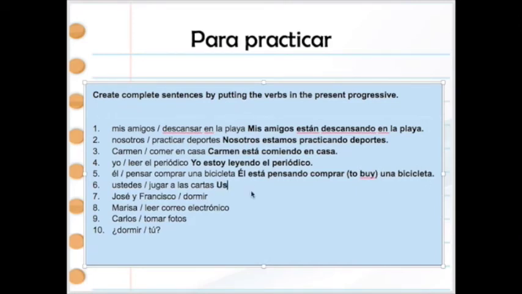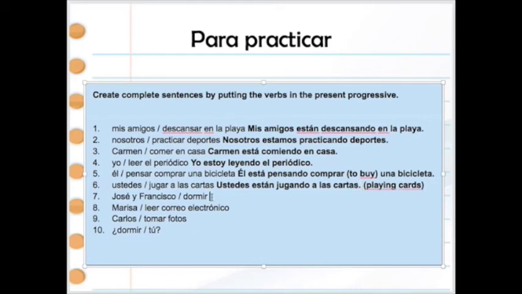Bicicleta looks like what it is. So it's super easy. Okay, ustedes here están jugando a las cartas. Ustedes están jugando. You see why we're using están here, because we have ustedes as my subject. Ustedes están jugando a las cartas. You all are playing cards. All right, cards. Playing cards. You all are playing cards.